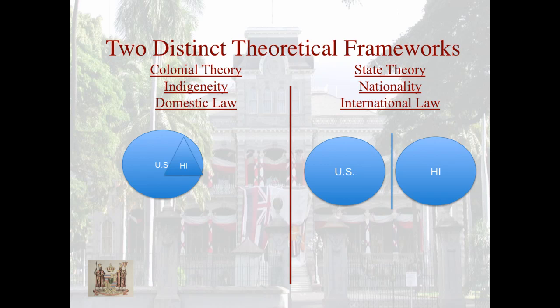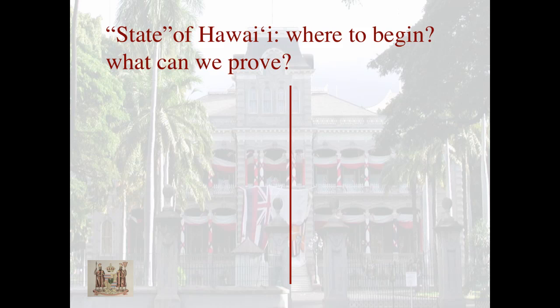Okay, so after looking at the events, we're going to either see one or two of these outcomes. Okay, because it's talking about domestic law and international law. Domestic law is the arrows within the borders of a nation. International law is international, between nations. Okay. So the state of Hawaii, and if you like my wordplay there, my triple entendre, state of Hawaii, where to begin and what can we prove?